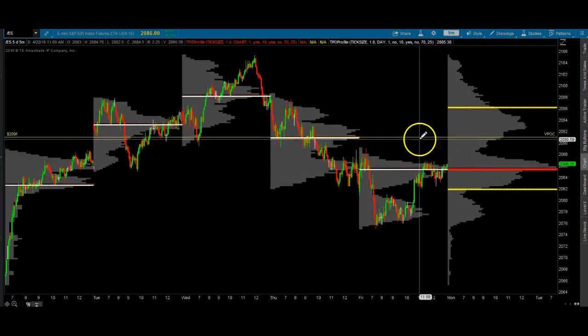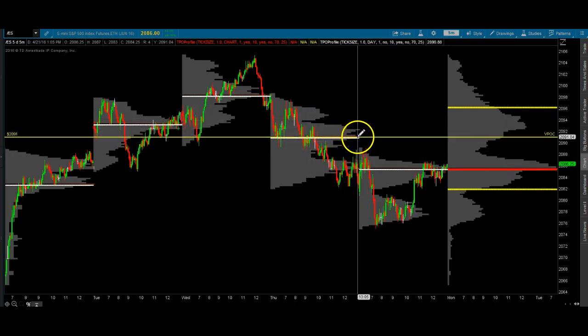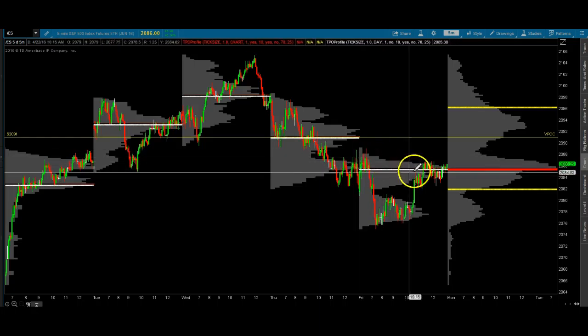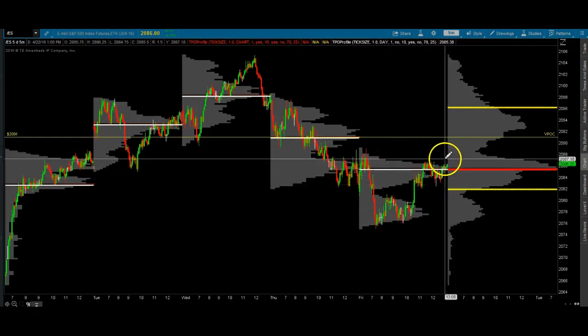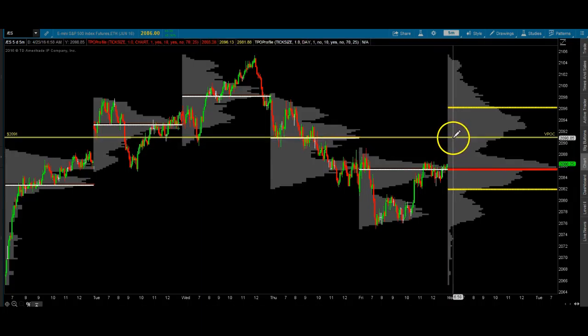As price comes up, we never touched it. This was the most volume traded on Thursday. On Friday, we never touched it, so it's still open. So on Monday, if price rallies, we're going to look to short.